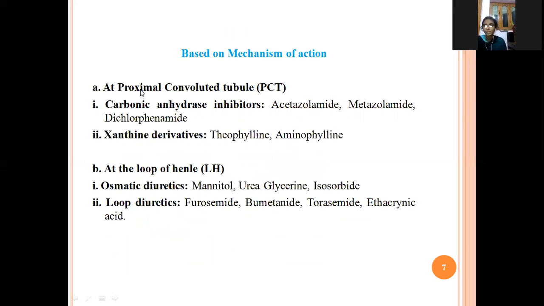So first one is at the proximal convoluted tubule. In this, first one is carbonic anhydrase inhibitor. Examples are acetazolamide, methazolamide and dichlorphenamide. Second one is xanthine derivatives. Examples are theophylline, aminophylline. So next one is at the loop of Henle. Osmotic diuretics, examples are mannitol, urea, glycerin, and isosorbide. So next one is loop diuretics, furosemide, bumetanide, torsemide, and ethacrynic acid.